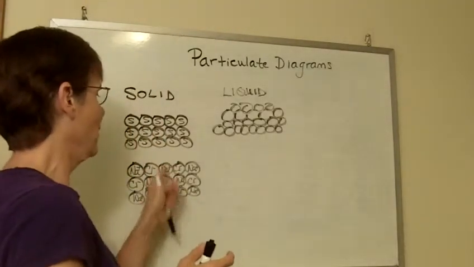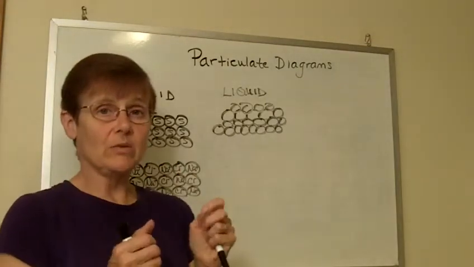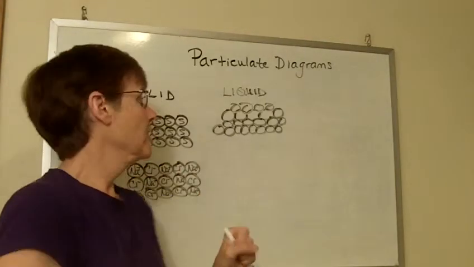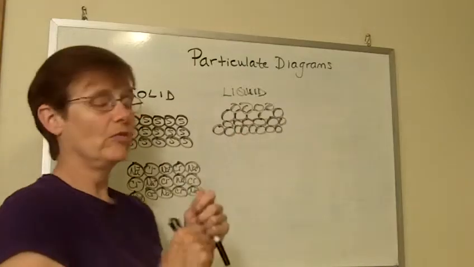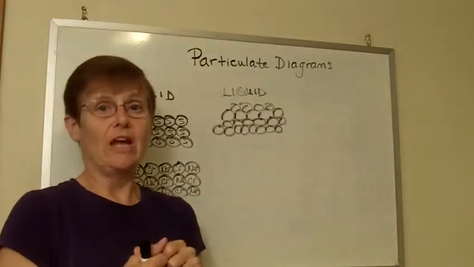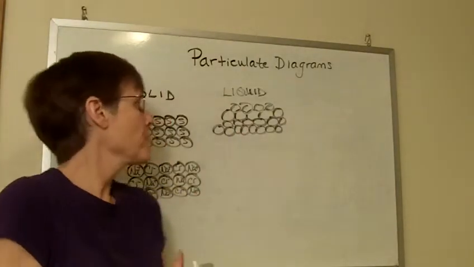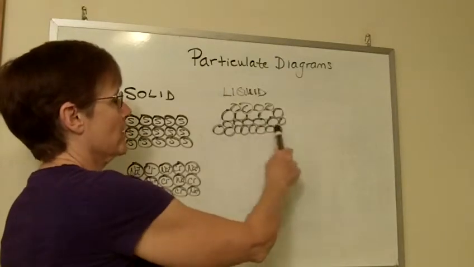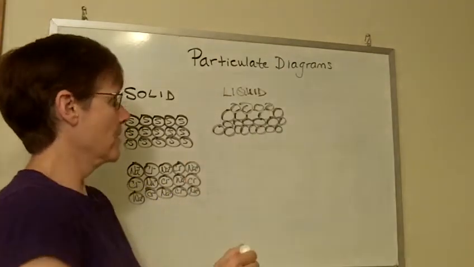If we were to think about how these particles move in a solid, all they do is sit there and just vibrate. If we were to think how these particles move in a liquid, they're rolling around each other, and that's why liquids can pour. And again, if you knew what it was, you would put the element symbol in there.